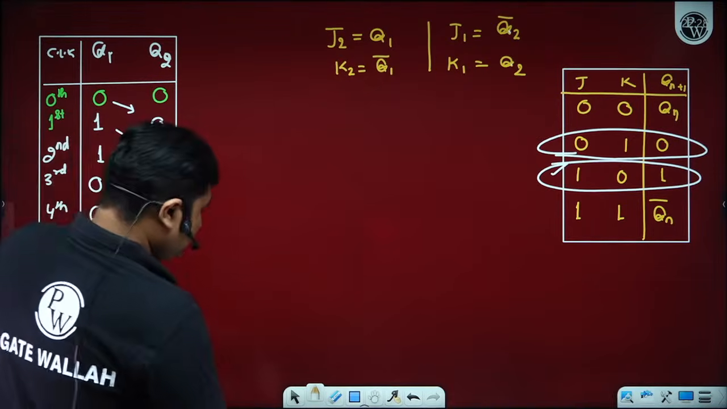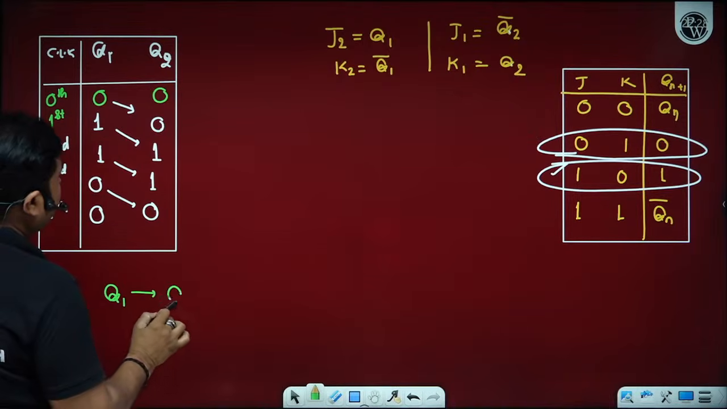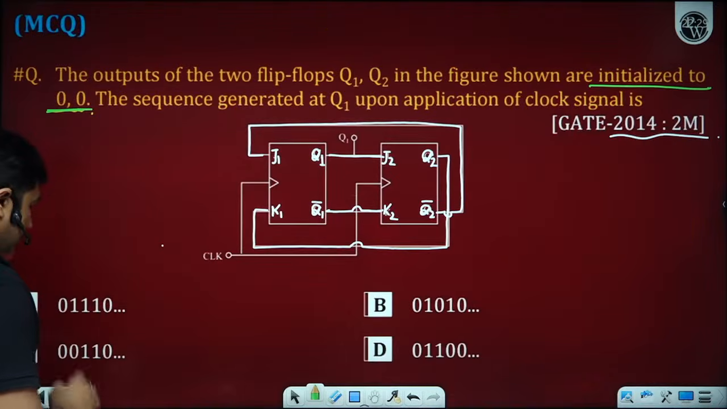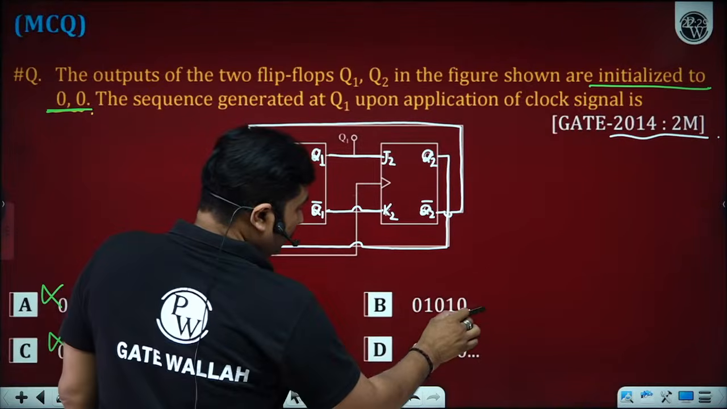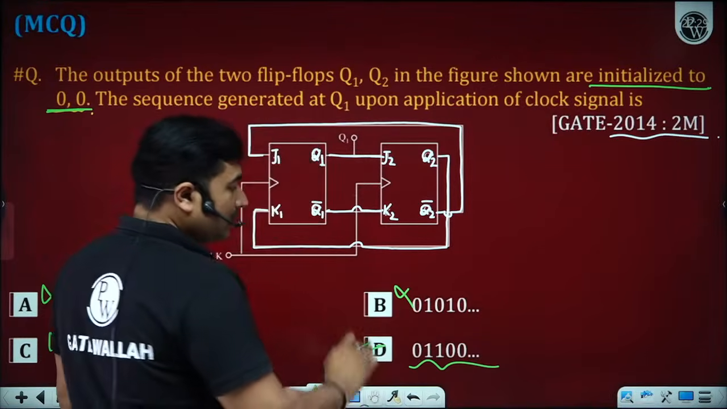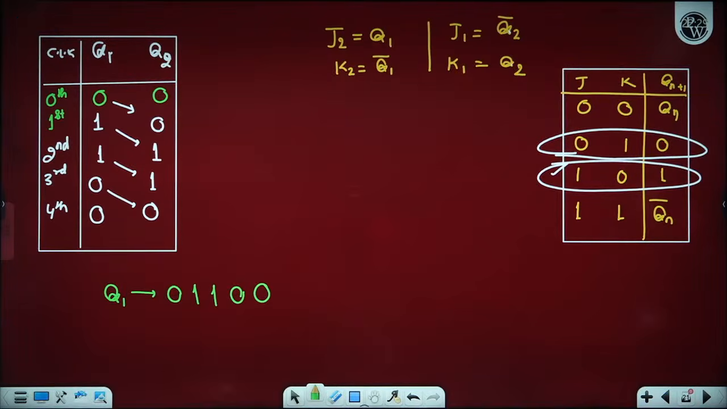So what is the sequence we are getting for Q1? For Q1, we are getting the sequence 0 1 1 0 0, 0 1 1 0 0. This is not the option. Yes, sir. Only this satisfies the particular condition. How many of you are able to understand, beta ji? Can you please let me know by writing in the comment section?